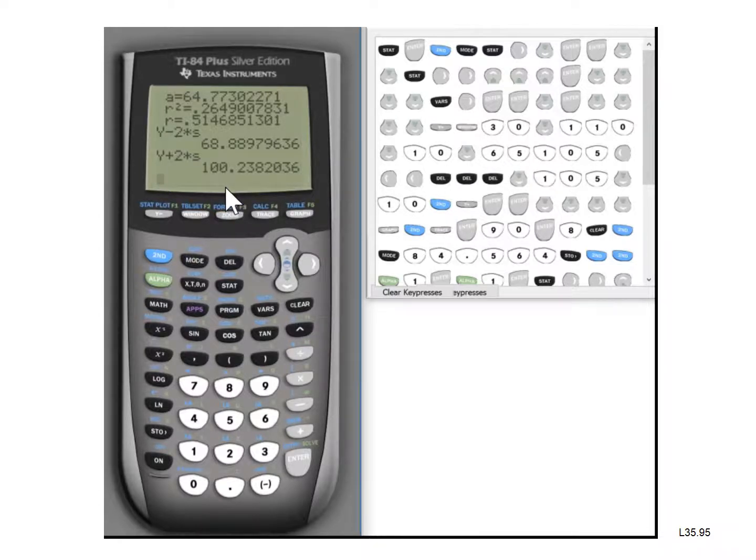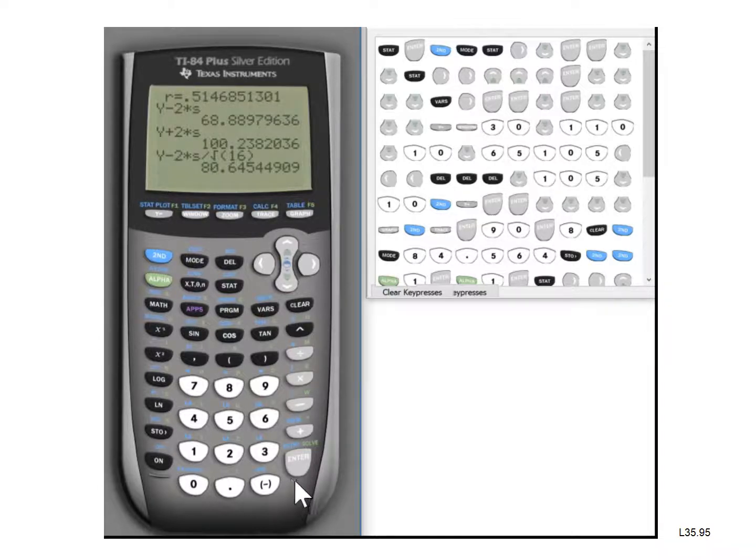Now, to get a confidence interval for the mean, remember that's the same formula except we divide s by the square root of the sample size. So once again, I'm going to use entry. I'm going to do it twice to go back to the second previous entry. And I'm just going to type on the end divided by the square root of 16, which was our sample size.